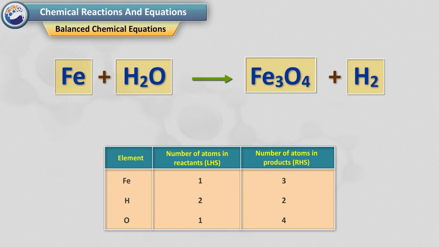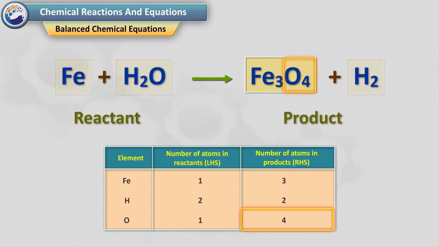Step 3. It is often convenient to start balancing with the compound that contains the maximum number of atoms. It may be a reactant or a product. In that compound, select the element which has the maximum number of atoms. Using these criteria, we select Fe3O4 and the element oxygen in it. There are 4 oxygen atoms on the RHS and only 1 on the LHS.